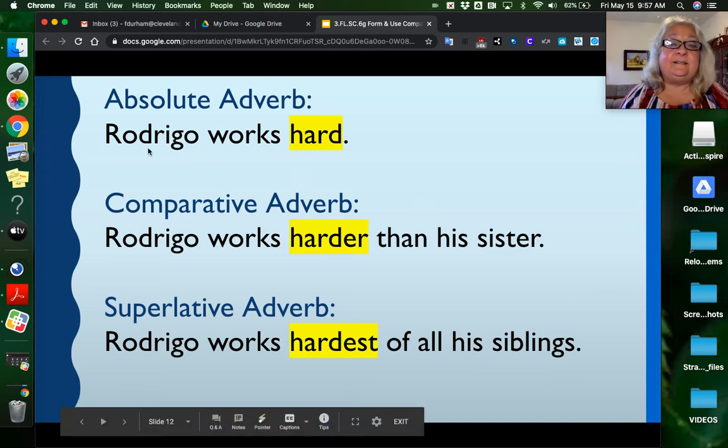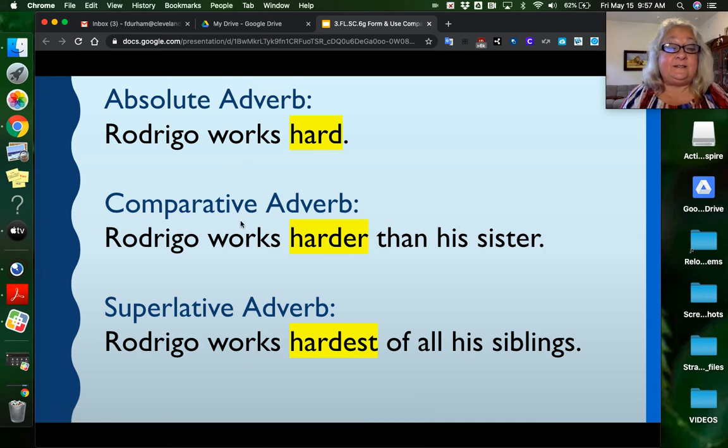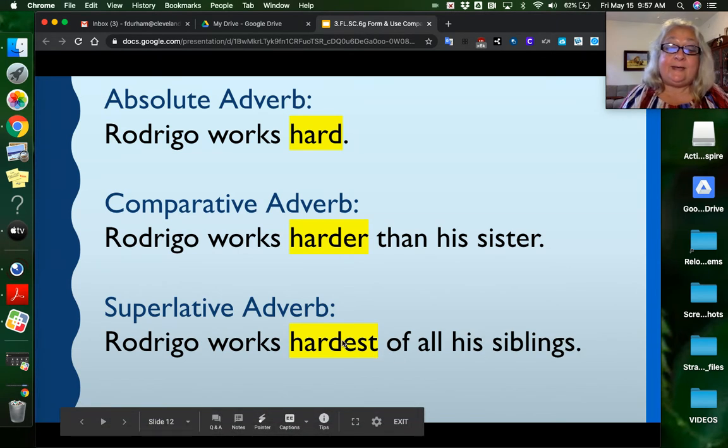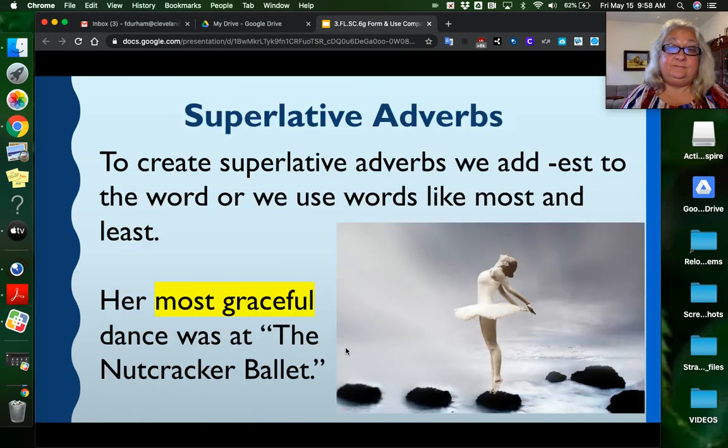So our first sentence, our adverb was hard. In our comparative sentence, our adverb was harder. And for a superlative adverb, we would say Rodrigo works hardest of all his siblings. So just like our adjectives, we added an EST. To create superlative adverbs, we add EST to the word, or we use words like most and least.